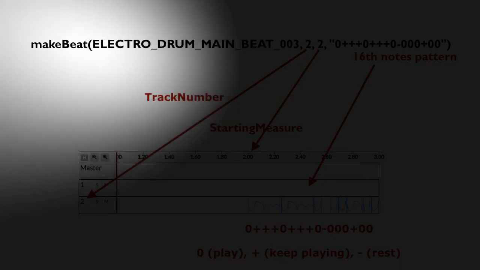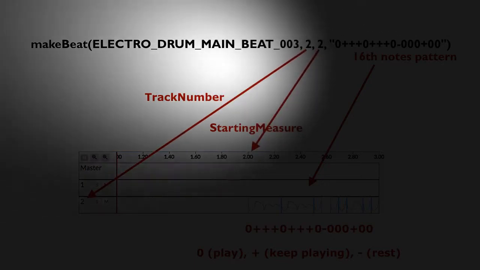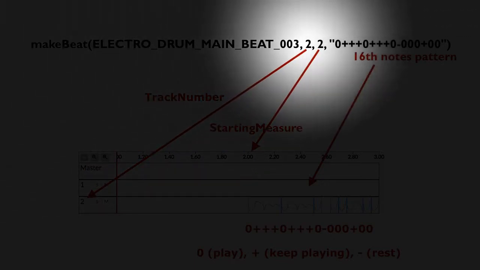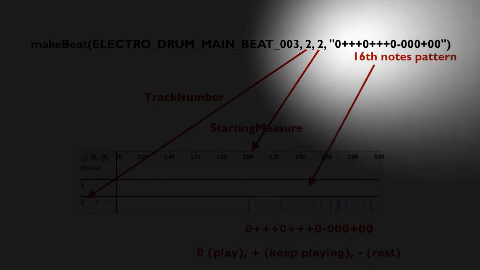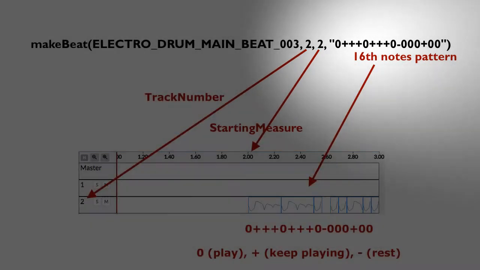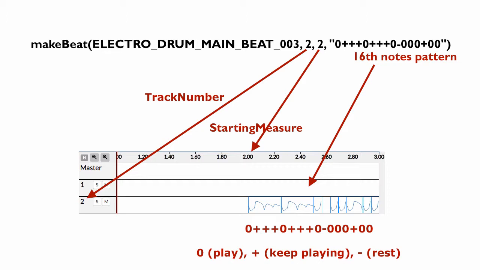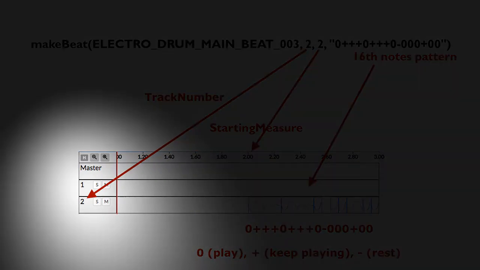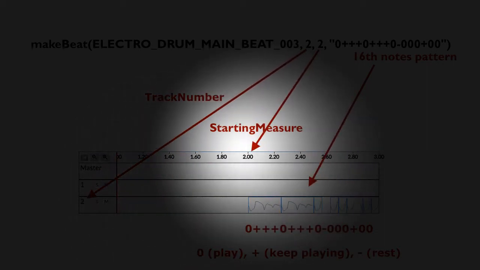It takes a sound file, a track number, a starting measure, and then a 16th notes pattern that kind of describes how we're going to make our beat. Let's look at each of those just a little bit more before we dive in. The first one we've seen before, it's similar to fitBeat. It tells you which track number to put the beat onto. And the same for starting measure. It's like where do we want the sound to start from.